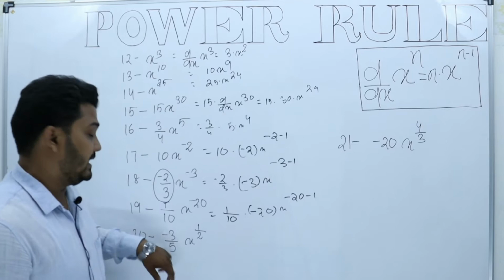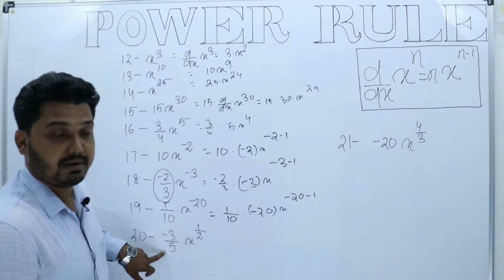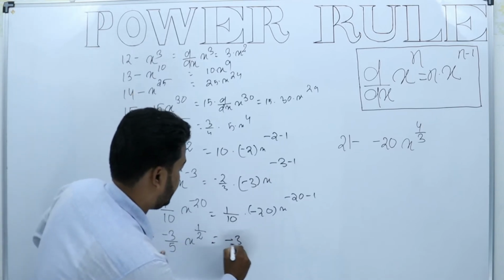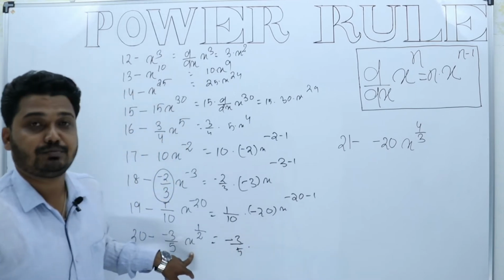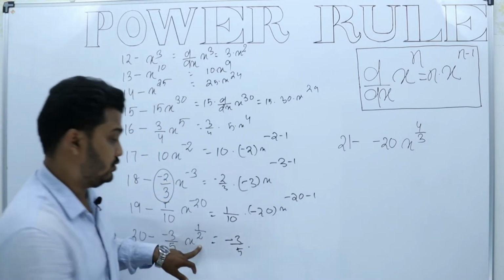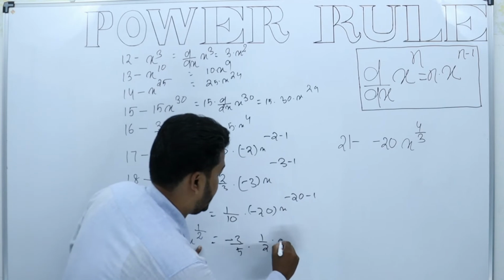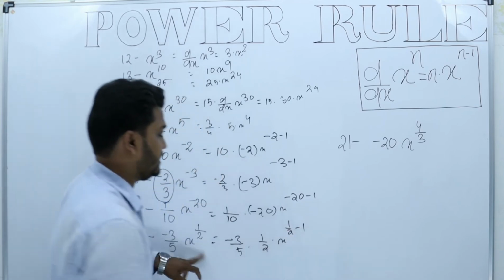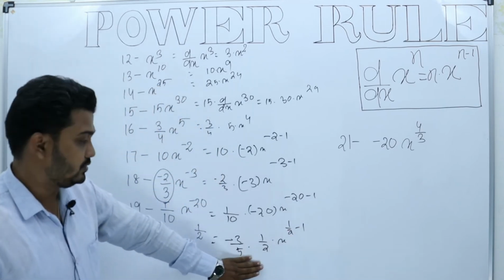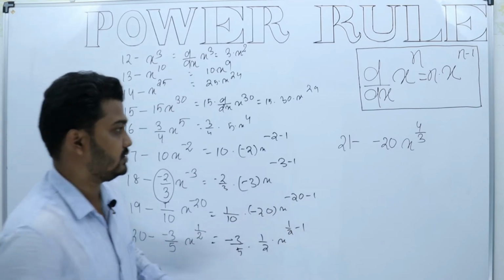Minus 3 by 5 x to the power of 1 by 2. Again minus 3 by 5 is a constant. So we will keep minus 3 by 5 outside. X to the power of 1 by 2. Power is 1 by 2. So in the next step it will be 1 by 2 x to the power 1 by 2 minus 1. So now in the next step this should be solved, and 1 by 2 minus 1 also.